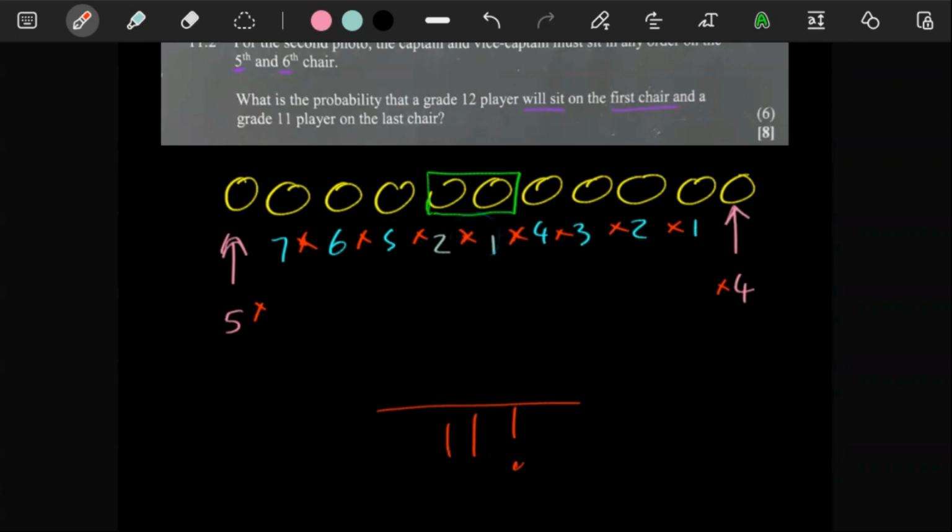So these numbers are multiplying, right? The 5, the 7, and all that. 5 times 7 times 6 times 5 times 2 times 1 times 4 times 3 times 2 times 1, right? And then times 4. This is giving you 201,600.